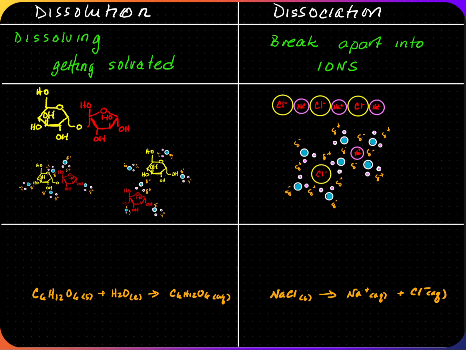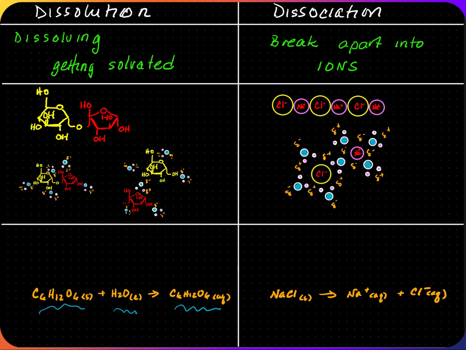So in a dissolution process, we have glucose, C6H12O6, which is a solid. We put it in water and it will dissolve and become aqueous, each molecule being surrounded by water. In dissociation, the solute will break apart into ions, cations and anions.